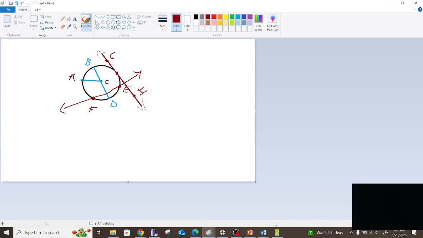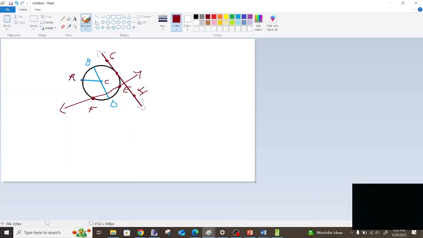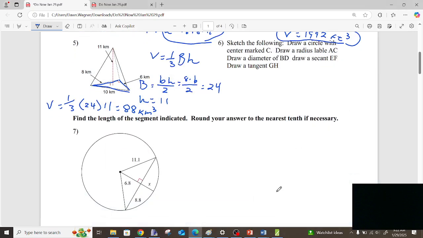I didn't have you draw a chord, but which one of these are a chord? B, what's the last letter on that? B what? B, D. Remember, a diameter is a special chord that goes through the center of the circle. It's also the longest chord in a circle. Okay, so I'm going to do this.